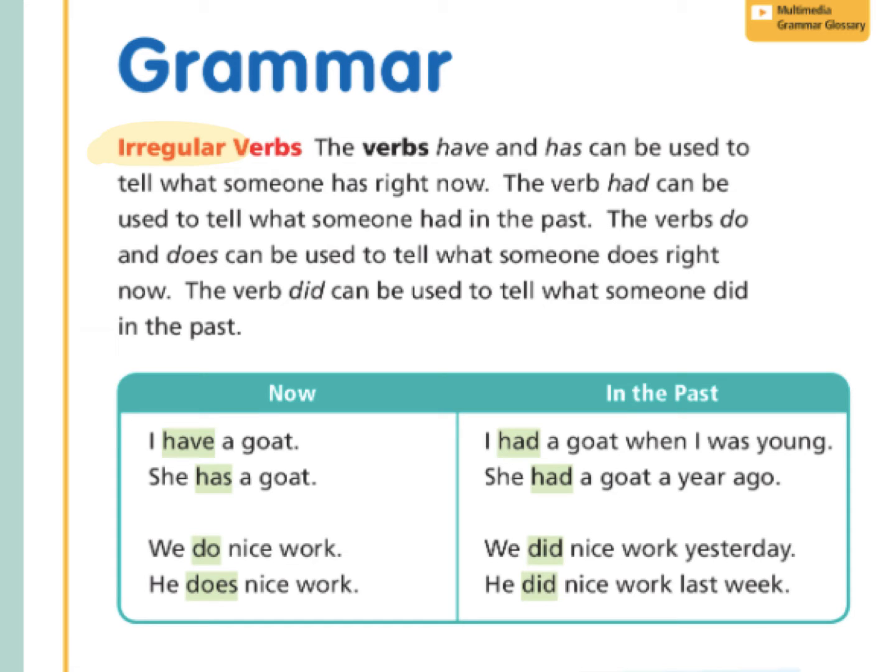The verbs have and has can be used to tell what someone has right now. Read that out loud with me. The verbs have and has can be used to tell what someone has right now. Okay. The verb had can be used to tell what someone had in the past. So had is telling about the past.